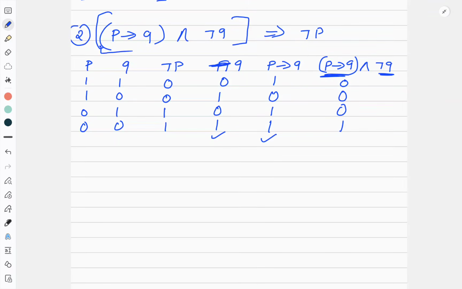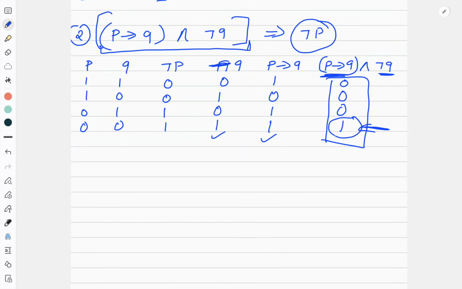Now you check the value of the left hand side. These are the values of the left hand side. It is 1 only here. So in this row, you check the value of this side. So negation P. Yes, it is 1, which means it is logically equivalent. Understood? Now let us do one more question.